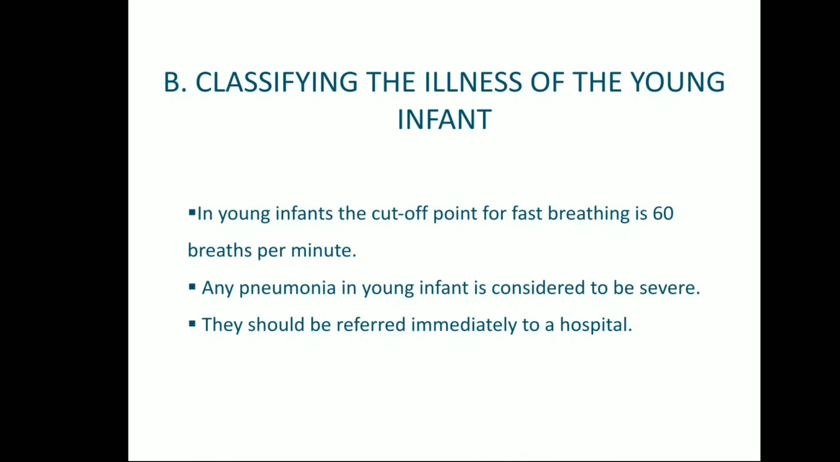The second one that we are going to discuss now is classifying the illness of the young infant, that is below 2 months of age. So what is the cutoff point for the respiratory rate? The cutoff point for breaths per minute is 60 breaths per minute. So any kind of pneumonia which is present in the infant is to be considered very severe. So if the child is having pneumonia, it is considered a severe problem, and you have to refer the child immediately to the hospital.